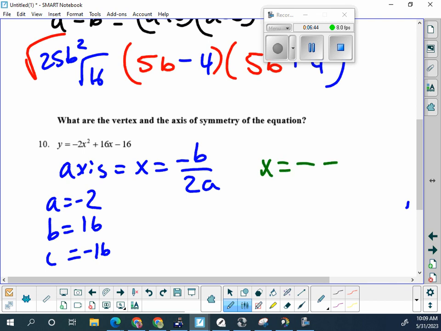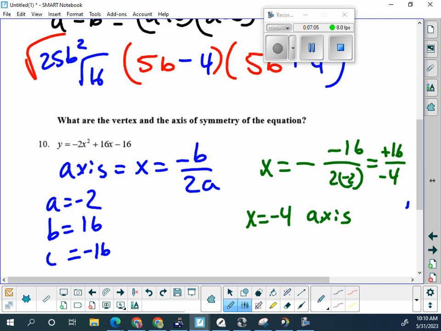X equals the negation of b, negative 16, over 2 times negative 2. Got to do this math. It's going to be positive 16 over negative 4. That's going to be x equals negative 4 is your axis. Now it asks for the vertex. Well, the axis is the first number of the vertex. I'm sorry, I got positive 4 on my answer sheet.